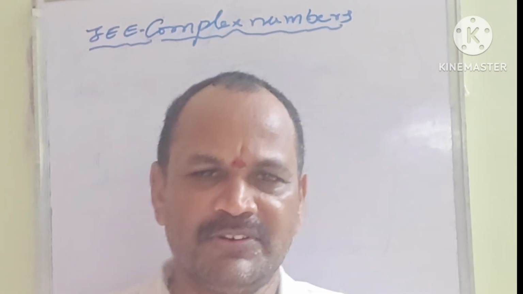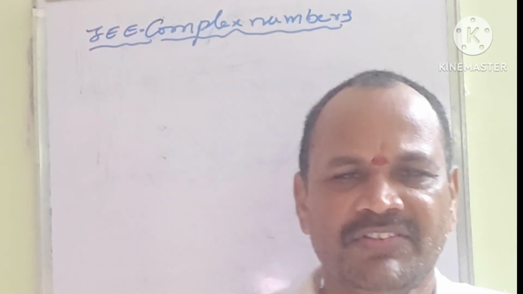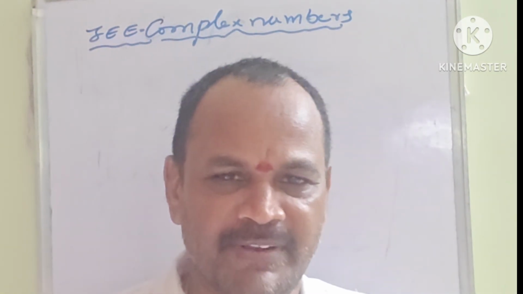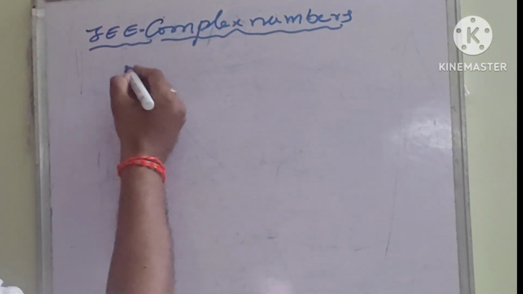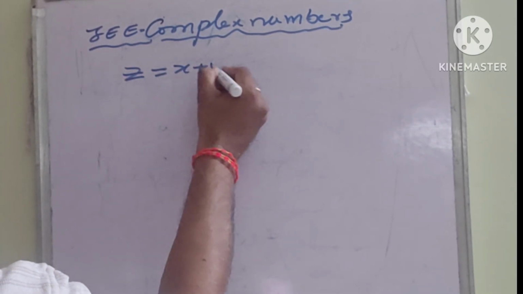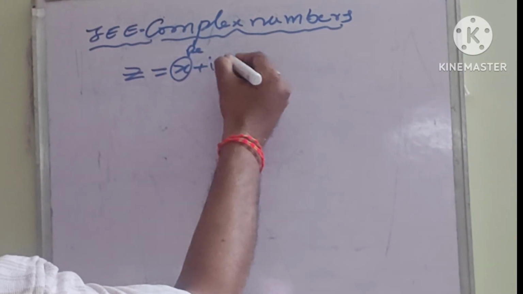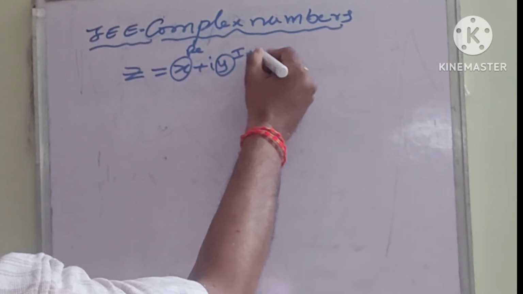Today we will discuss complex numbers. Complex numbers are very important for JEE Mains. A complex number is denoted by z. z is equal to x plus iy. Here x is the real part, and y is the imaginary part.